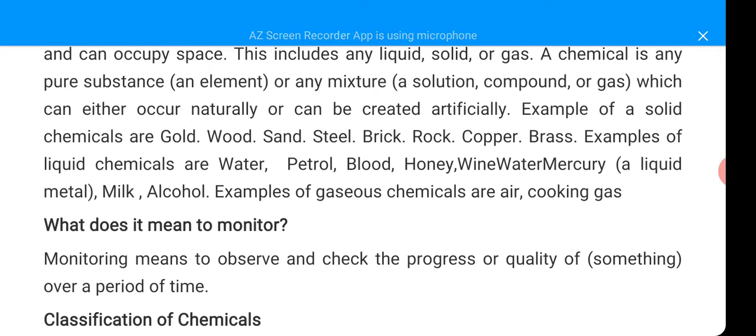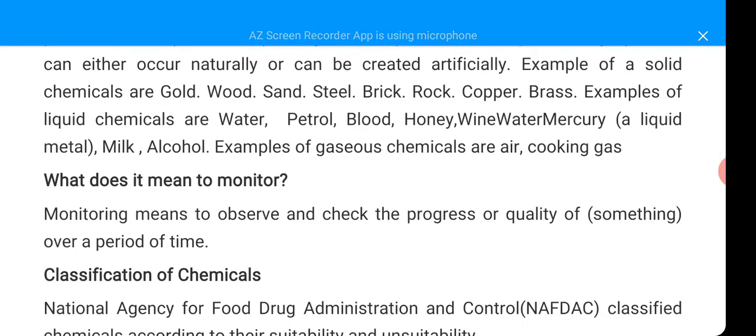Now we have defined chemicals as substances that have matter, which can exist naturally or be created by combining other chemicals or substances. I told you chemicals can exist as solids, liquids, and gas, and I've given you a series of examples on that. Now the next thing is the term monitoring. What does it mean? To monitor means to observe and check the progress or quality of something over a period of time. So to monitor is to what? To observe something, to check its progress, to check its quality.